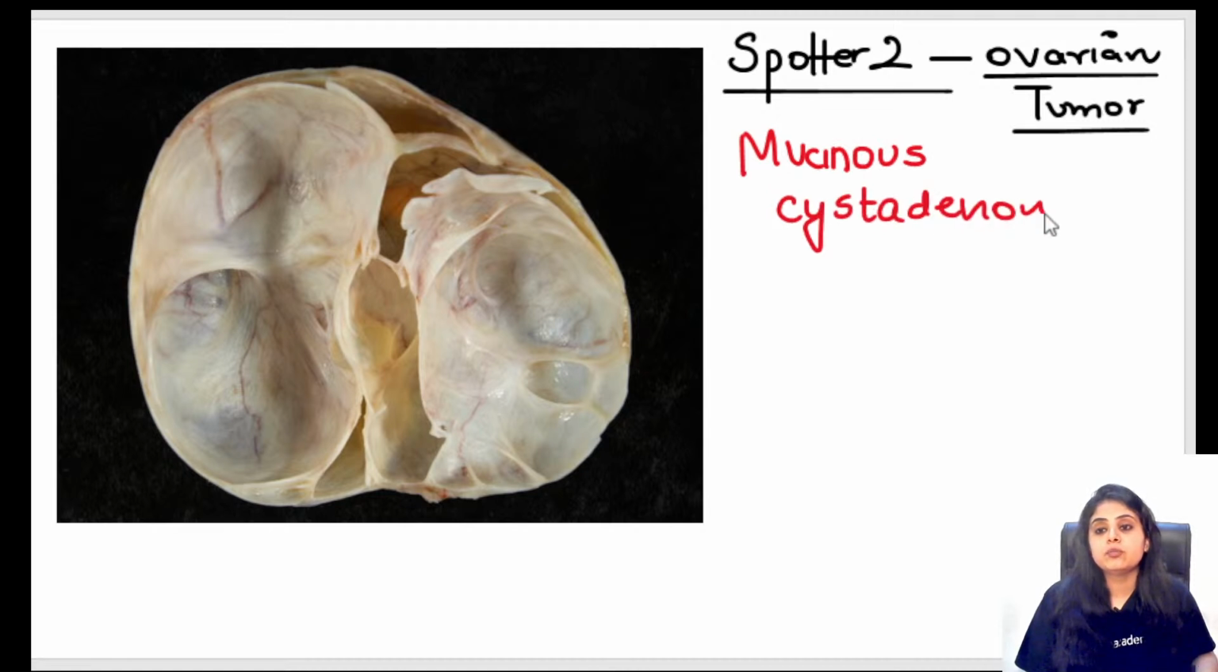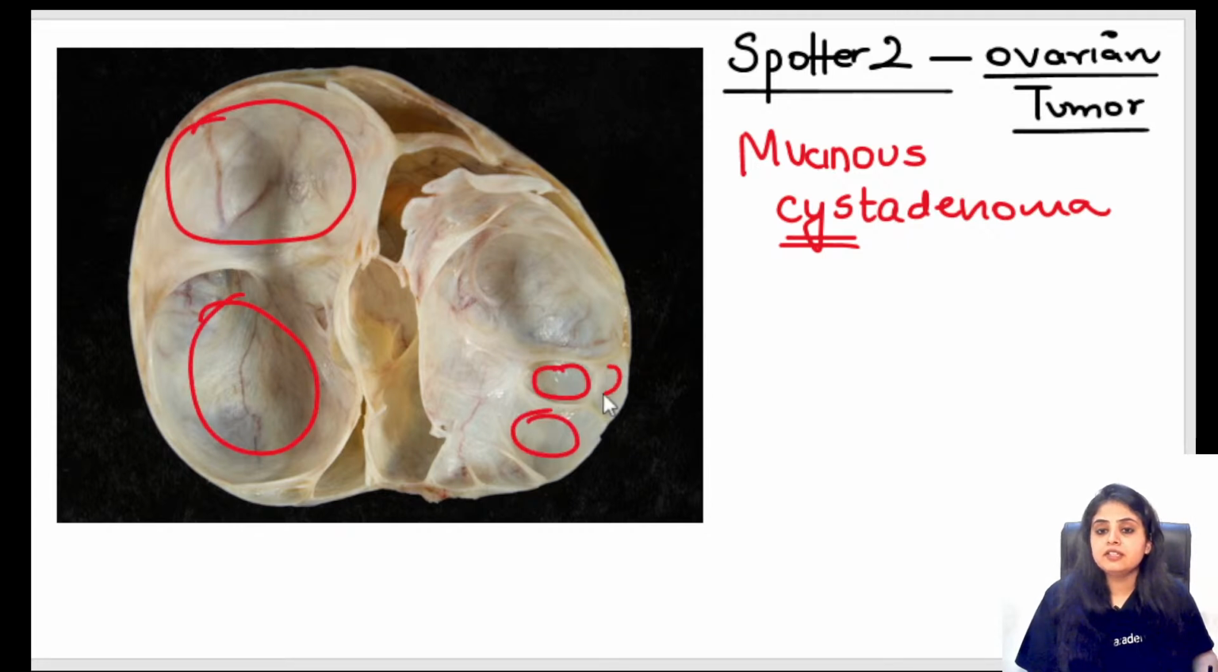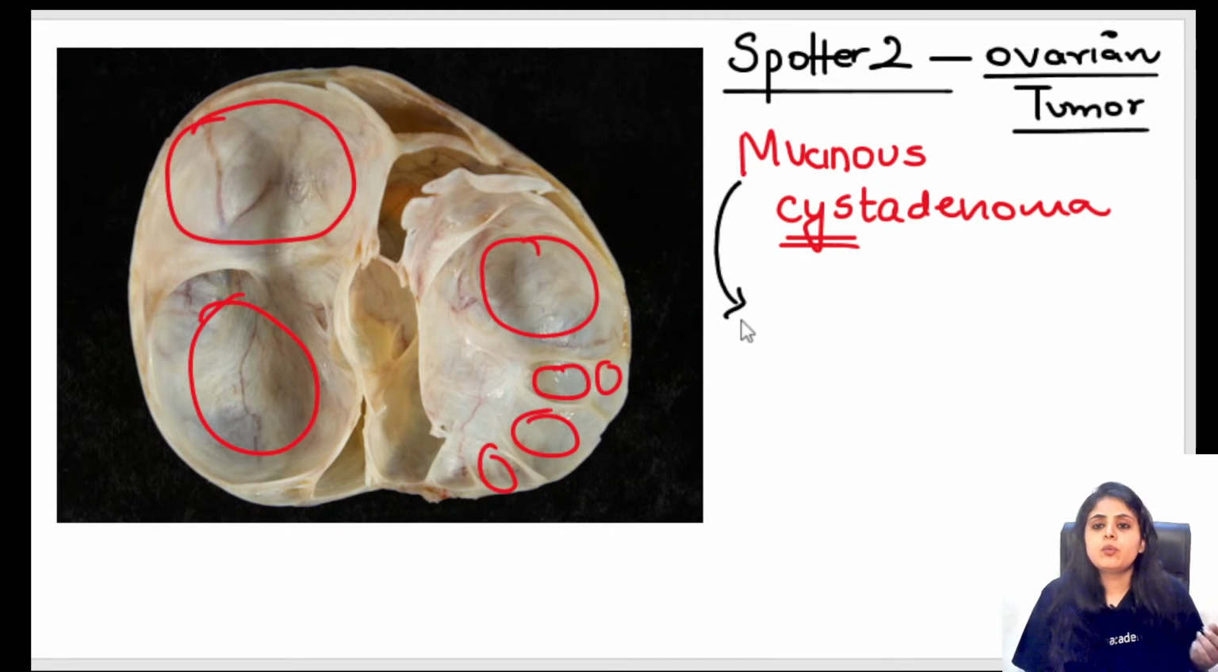So first and foremost, you'll say, how did you identify the cyst? Can you all see these empty spaces? These empty spaces are all the cysts. So cysts are there, and how many cysts? I can see one over here, one over here, and a few tiny ones over here. These are not single cysts. They are multiple cysts.